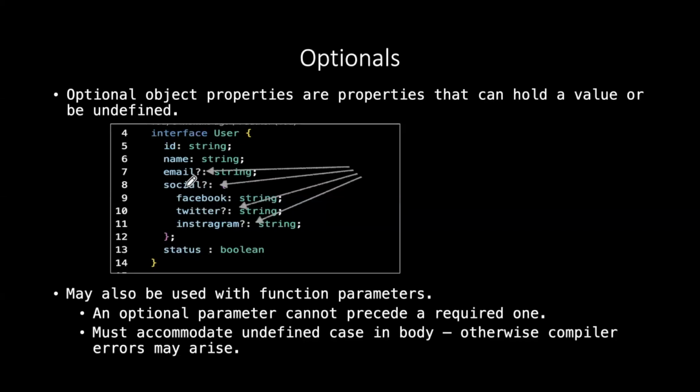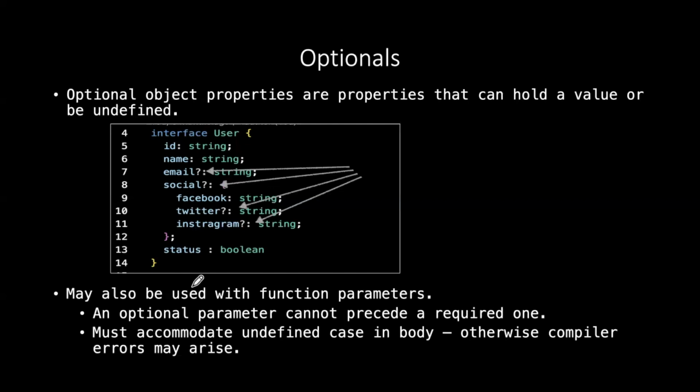However, the way you interpret all of this is, if an instance of this user type does have a social property, then that must have a Facebook property within it, and it may have a Twitter property or an Instagram property. So these are optional within the social. It may not have social at all, but if it does, the social must have a Facebook, and it may have both or one or neither of these two. And it must have a status property. So the optionals can be anywhere within the overall structure.